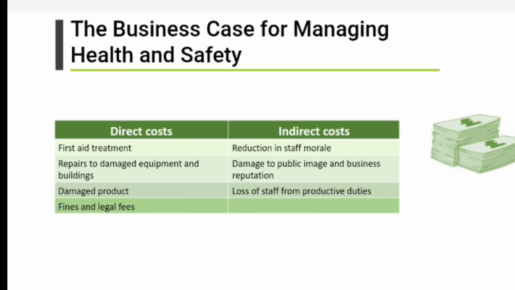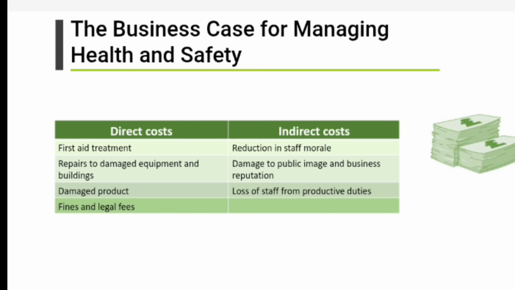Let's explore a few of the direct and indirect costs that organizations may commonly face. Firstly, let's look into direct costs. Direct costs are the immediate and measurable expenses that organizations incur as a result of accidents and ill health. These costs include first aid treatment. When an employee is injured or falls ill, immediate medical attention is required. This may involve providing first aid on site or transporting the individual to a medical facility. The costs associated with providing this initial treatment can quickly add up.